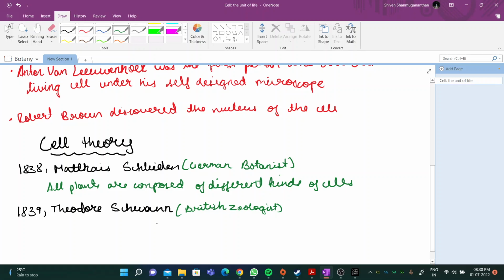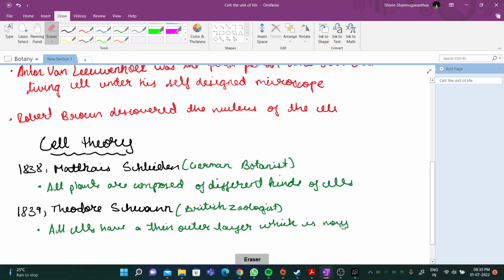Now, let's write this down as well. He said that all cells have a thin outer layer, which is known as the plasma membrane, which is now known as the plasma membrane. Okay, now this is good.